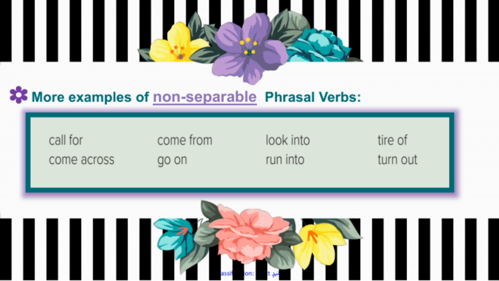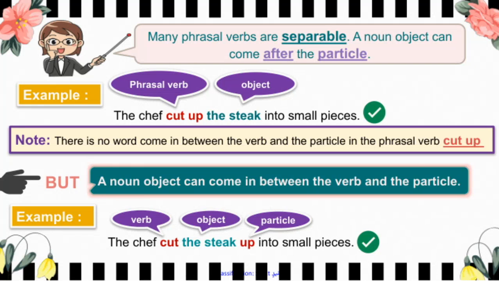Recognizing these patterns is important because it connects to our overall goal of mastering fluid, accurate communication. Let's take a closer look at how particles and objects work with verbs in phrasal verbs. In the example, the chef cut the steak up into small pieces. Notice that up is the particle. The key point here is that in many cases, a noun object can come between the verb and the particle. So in this case, the steak comes right after cut, and then up follows.